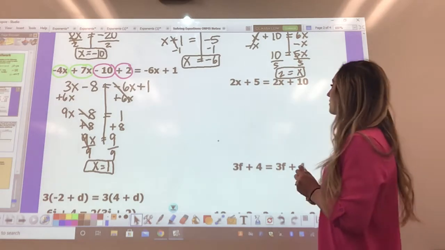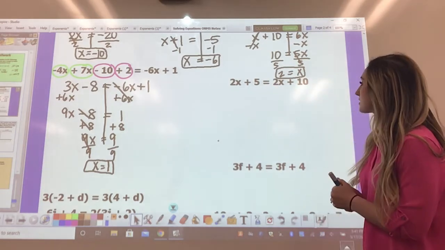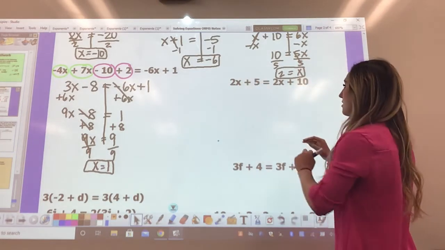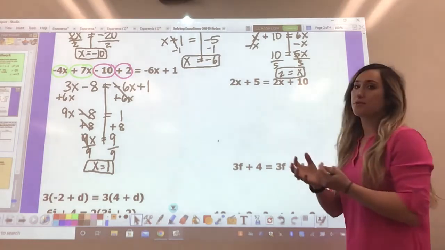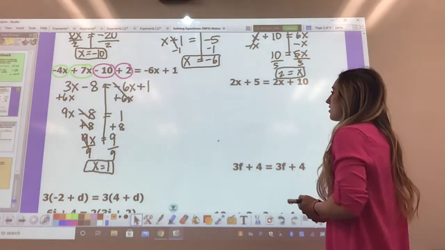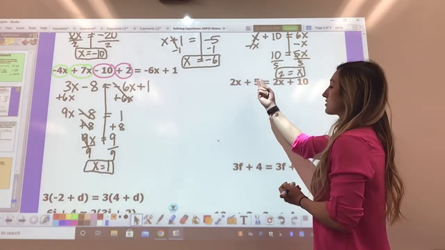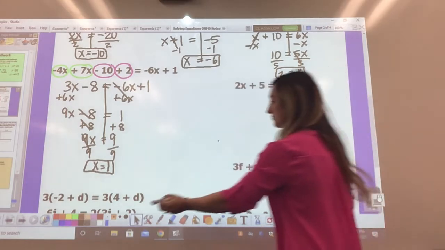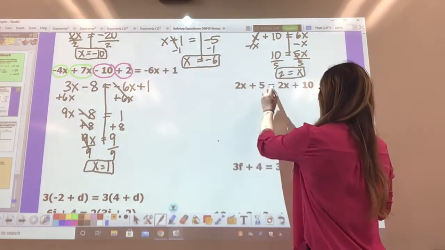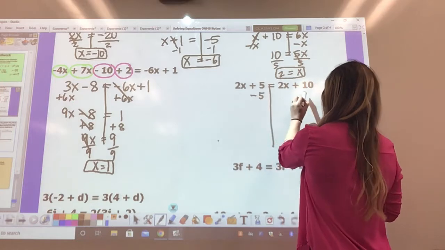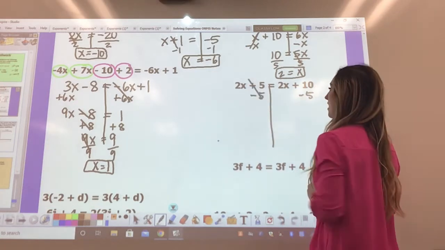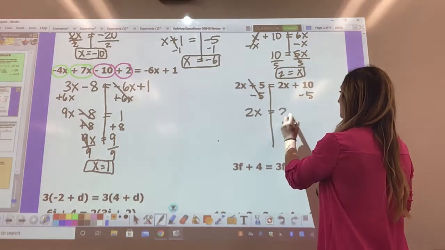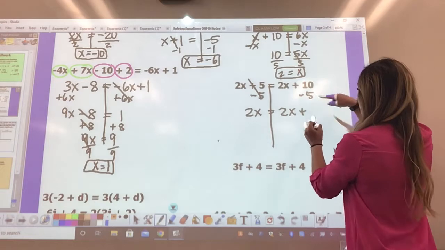All right, so for this one, 2x plus 5 equals 2x plus 10. Once again, there's no simplifying that I can do on either end, but there are x's and numbers on both sides, so I want to get rid of that. I'll start by moving this 5 over. So to get rid of a plus 5, I can subtract 5 on both sides. Plus 5 and minus 5 cancel. I'm left with 2x equals 2x plus 10 minus 5 is 5.